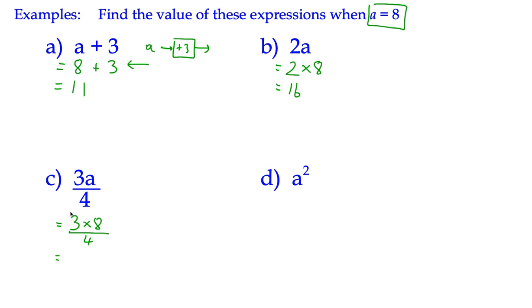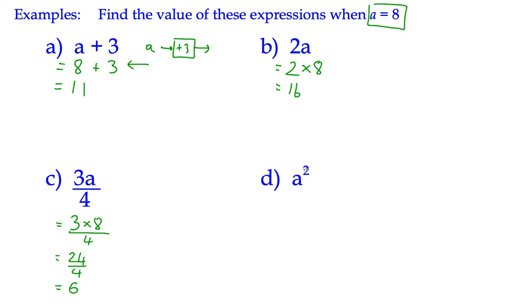Now, because there's a calculation itself on the top, I'm not going to write down the answer. I'm just going to write down the answer to that top line, the numerator, and still remind myself that I have to divide by 4. 24 divided by 4 is 6. Okay, so take your time, and no prizes for rushing and making a mistake.